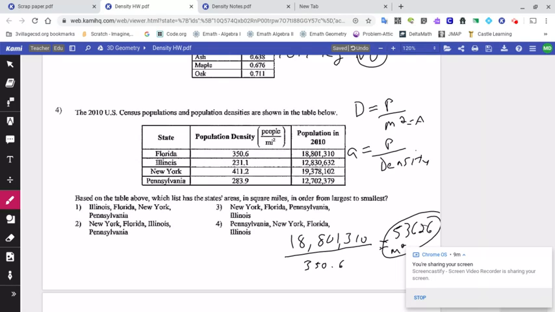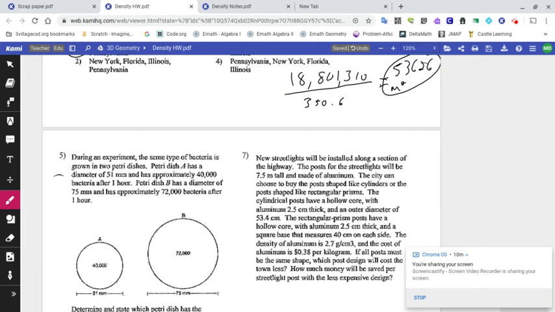All right, that's for Florida. Now I've got to do the rest of these. The same thing: population over the population density is going to give me the area. And then when I put them in order, I will get that the choice is number 1. So I'm finding the area given the population and the population density, working backwards with that formula. So that's that one.